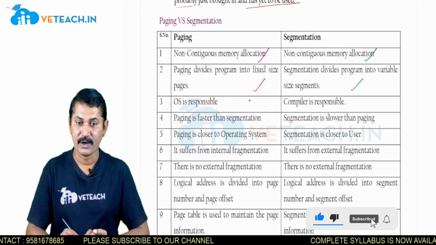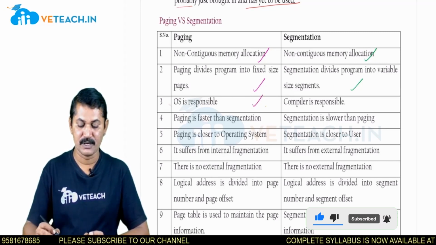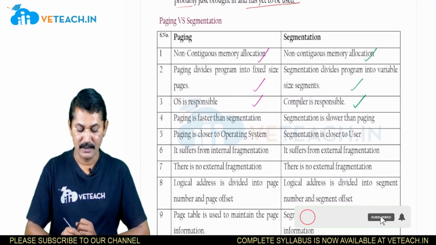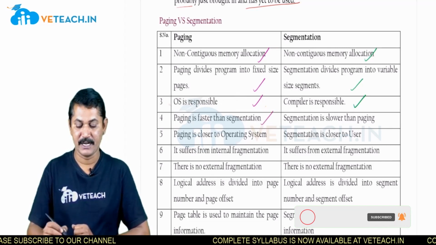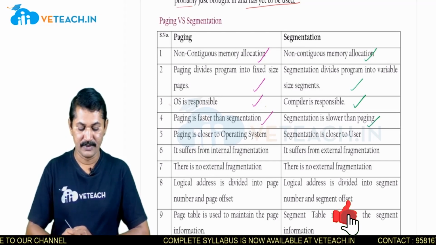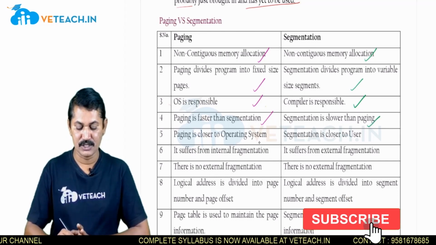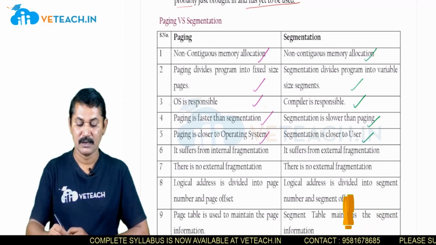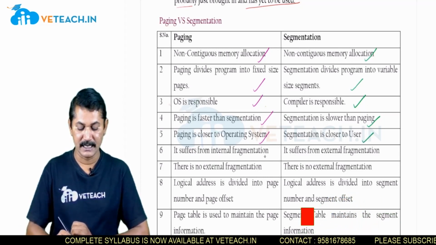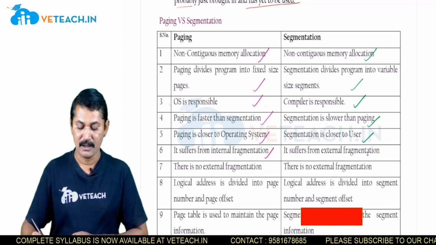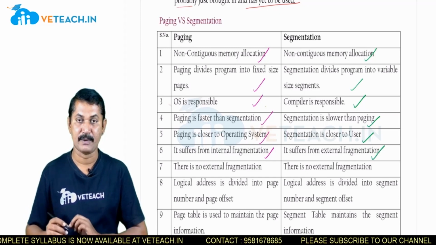Next, paging divides the program into fixed sizes, while segmentation divides the program into variable sizes. For paging, the operating system is responsible, and for segmentation, the compiler is responsible. Paging is faster than segmentation, and segmentation is slower than paging. The fifth one is paging is closer to the operating system, while segmentation is closer to the user. Paging suffers from internal fragmentation, but segmentation suffers from external fragmentation.